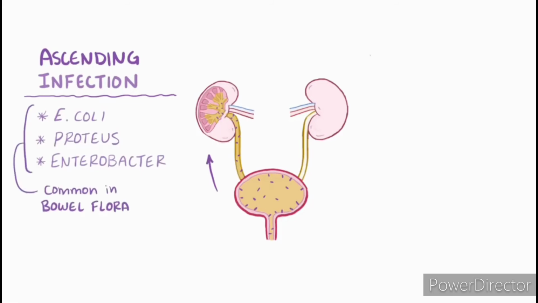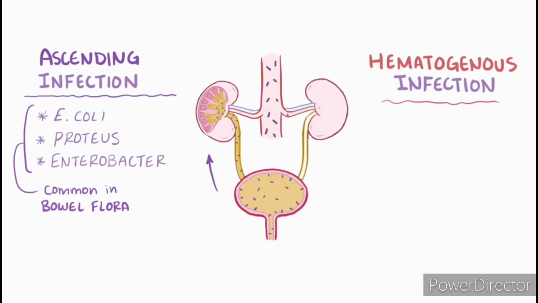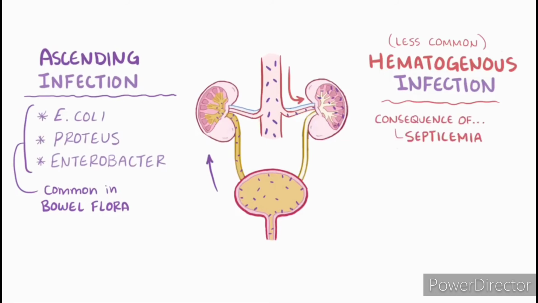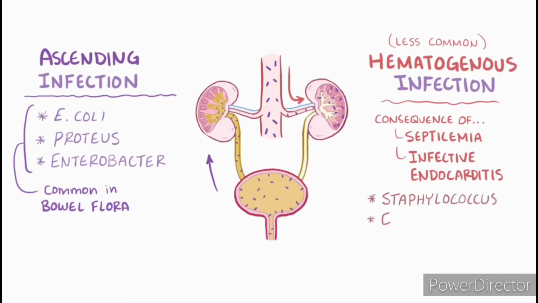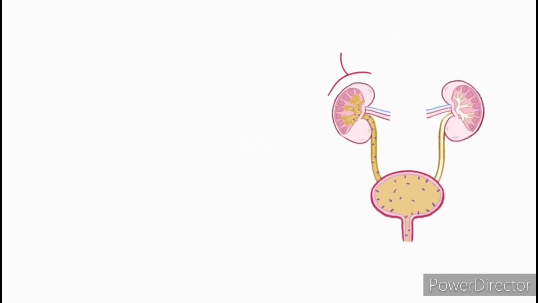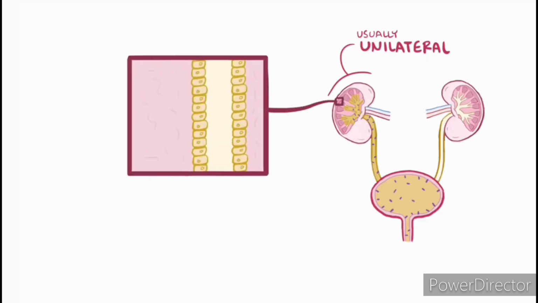It's also possible that the kidneys get infected via hematogenous infections, or spread through the bloodstream, although this is a lot less common. Usually, pyelonephritis from hematogenous spread is a consequence of septicemia or bacteremia, which is bacteria in the blood, as well as infective endocarditis, an infection of the inner layer of the heart. In this situation, the most common organisms are Staphylococcus species and again E. coli.